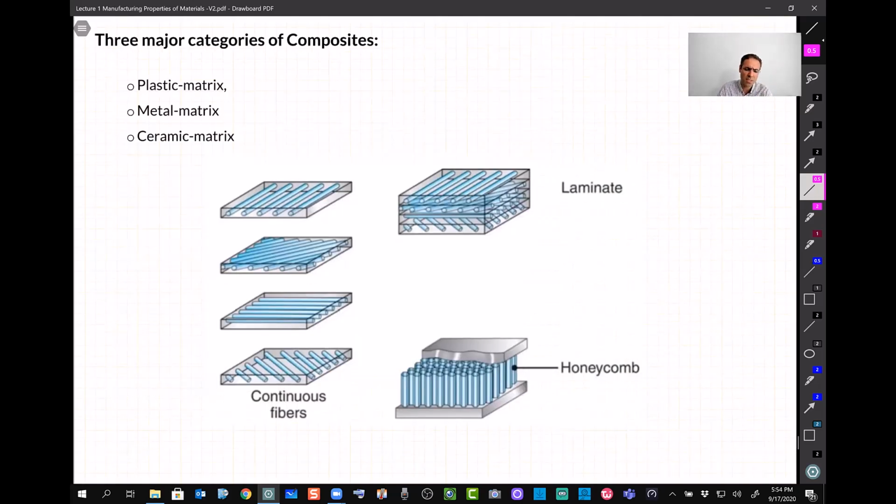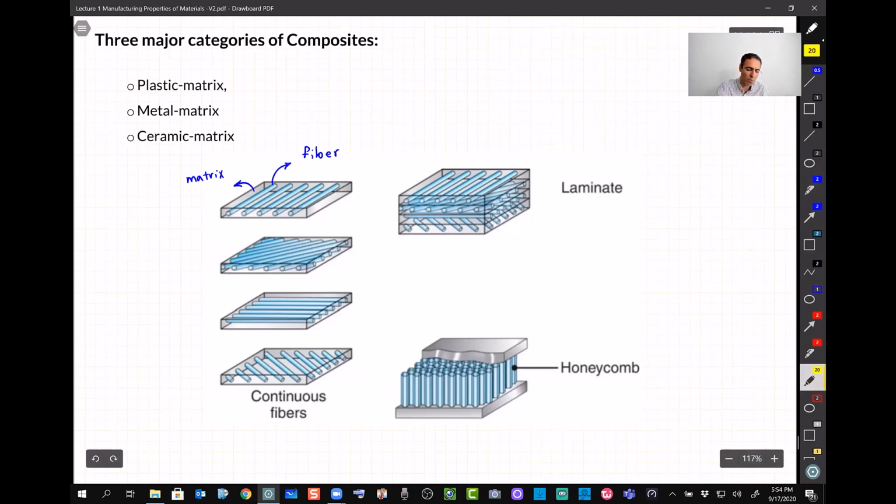But what is a composite? Again, as I said on Tuesday, a composite is something which is made out of fibers and something that contains these fibers, which we call the matrix. So the matrix can be plastic, metal, or ceramic. That's why we categorize composites into plastic matrix, metal matrix, and ceramic matrix. The fiber, the same, can be plastic, metal, or ceramic, but the more popular ones are metal and ceramics.